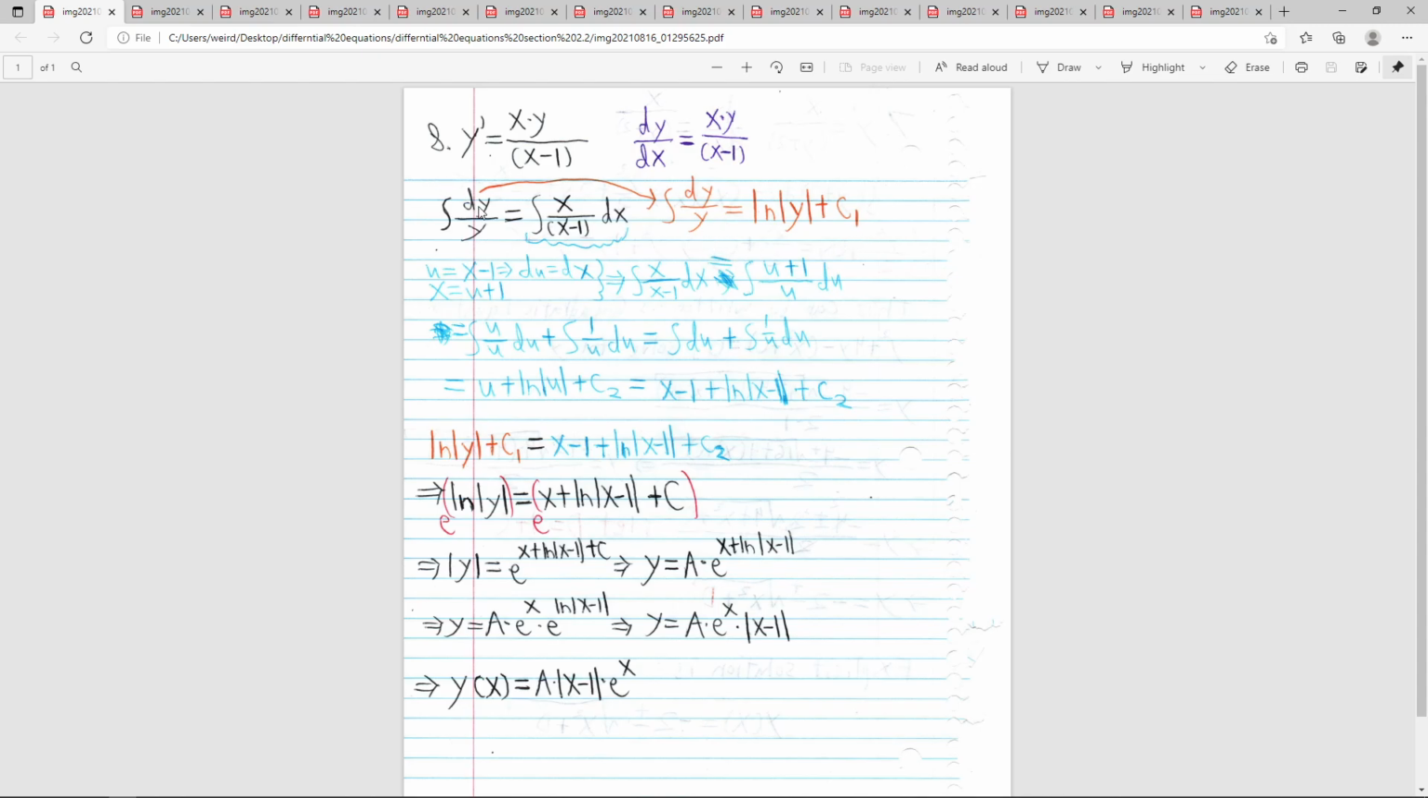But dy over y, the integral of that is very simple. It's just ln absolute value of y plus c1. So I did u substitution. u equals x minus 1, and then you have du equals dx. But we have to do another trick. We have to do x equals u plus 1 as well. So we let x equal u plus 1. So we have integral of x over x minus 1 dx. That's equal to integral of u plus 1 divided by u, so u is equal to x minus 1, du.